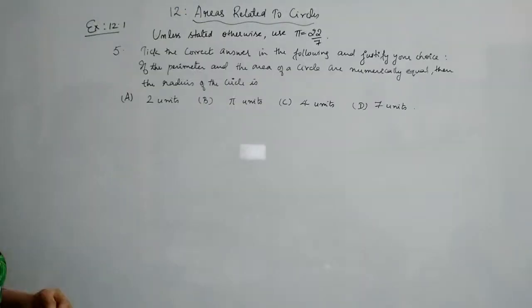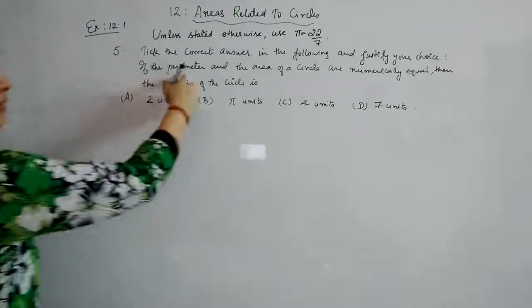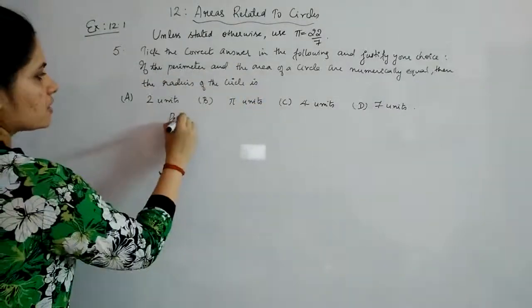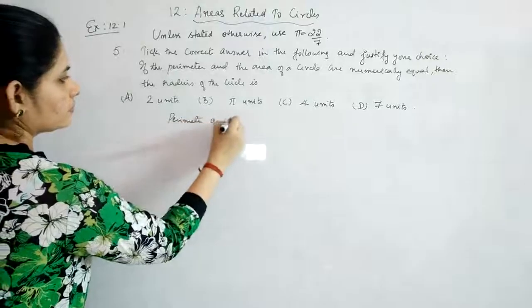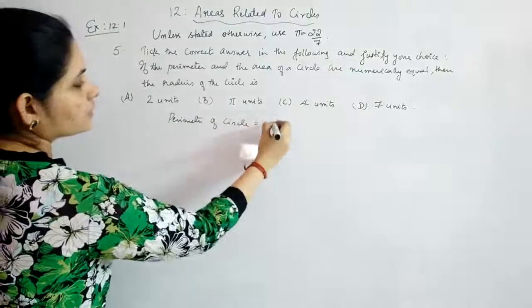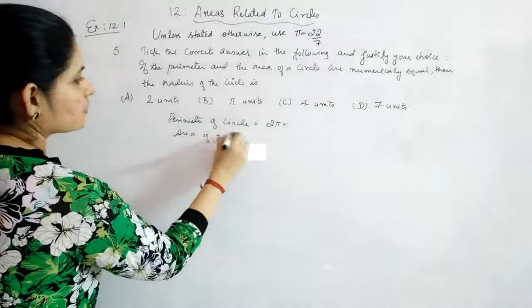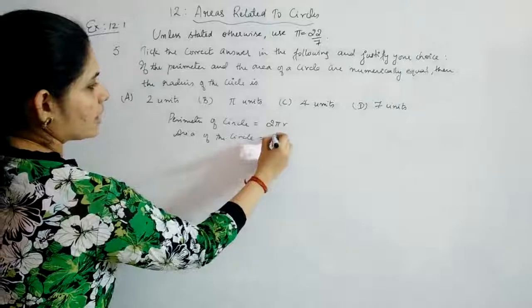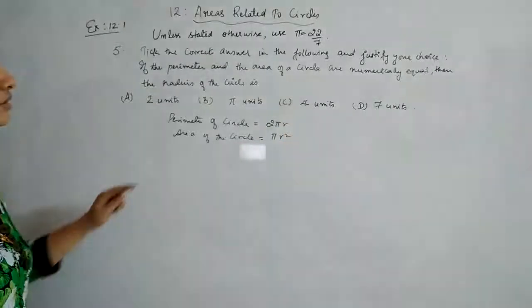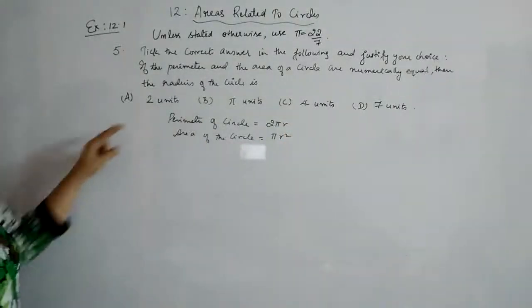Question number 5 is, tick the correct answer in the following and justify your choice. If the perimeter and the area of a circle are numerically equal, then the radius of the circle is, and you have been given 4 choices. Which one is correct? You have to check. So we will take perimeter and area. Perimeter of the circle is 2 pi r, and area of the circle is pi r square, if r is the radius.